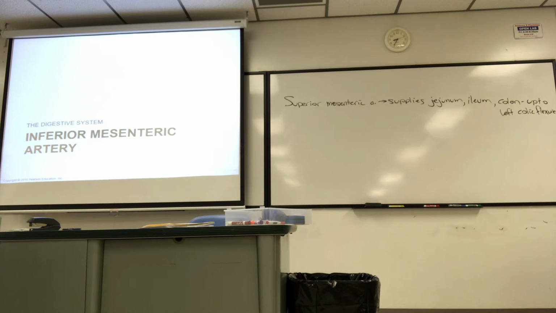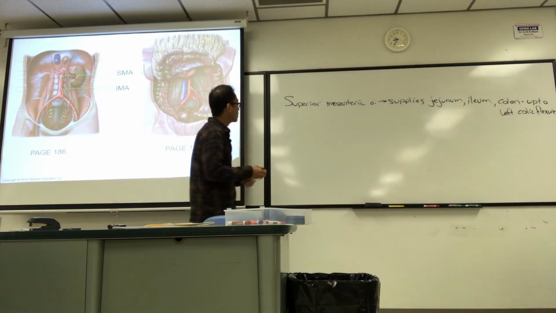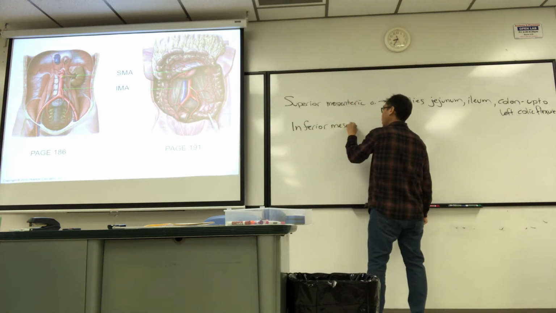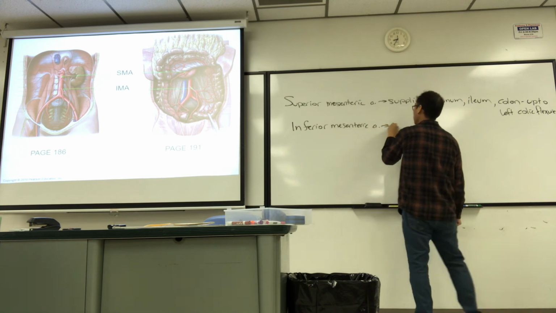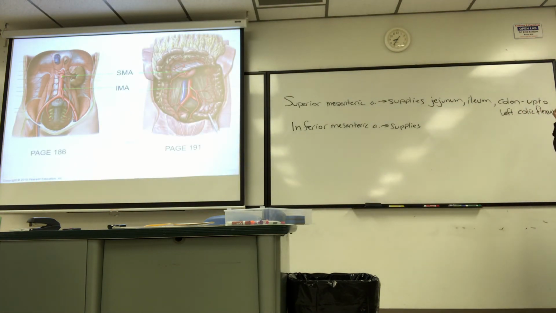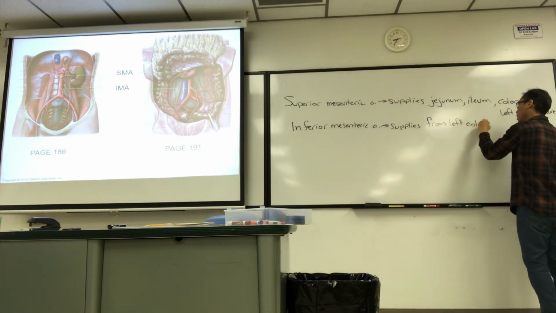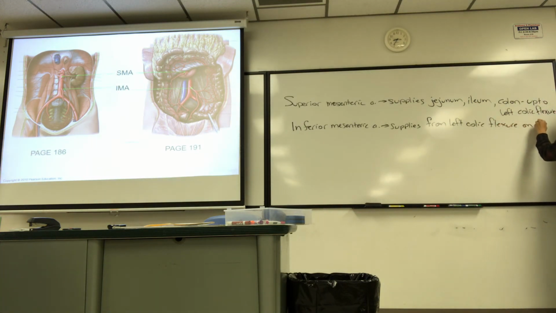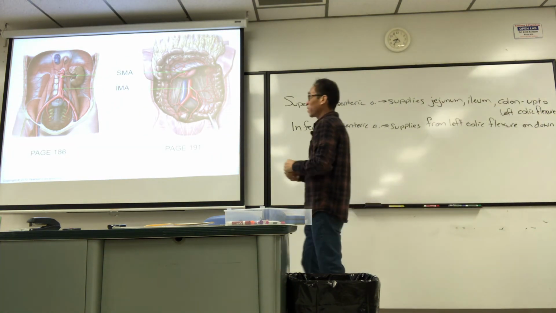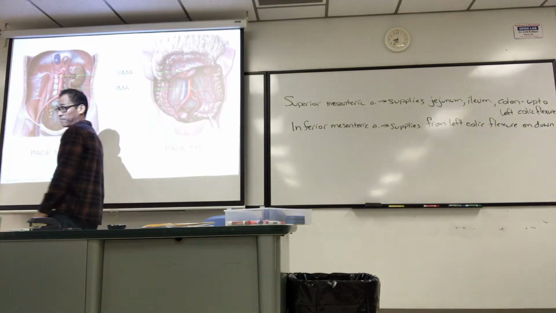So the rest of the distal colon is supplied by the inferior mesenteric artery, shown here. It supplies from left colic flexure on down to the end. Now, the superior mesenteric kind of goes off to the right. The inferior mesenteric, it kind of goes off the other way, to the left.